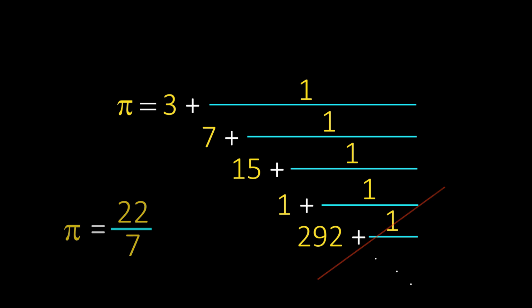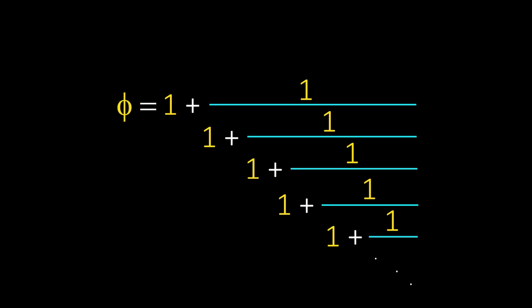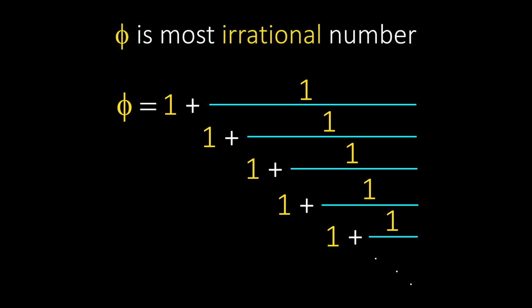that. So if you choose the Golden ratio and chop it anywhere, you get a very bad approximation for phi. So phi is the most irrational number.